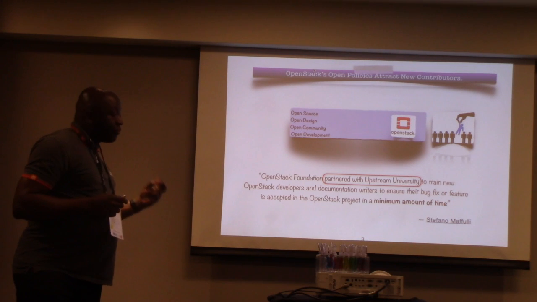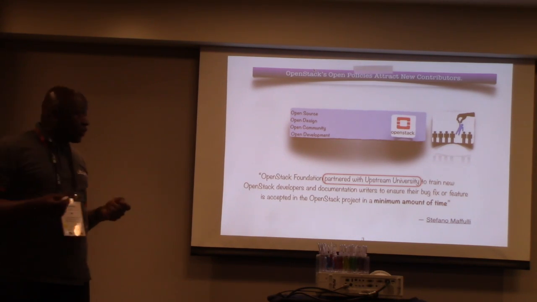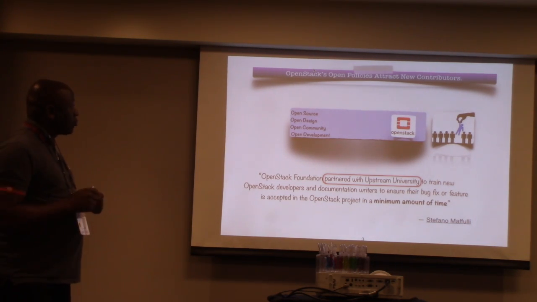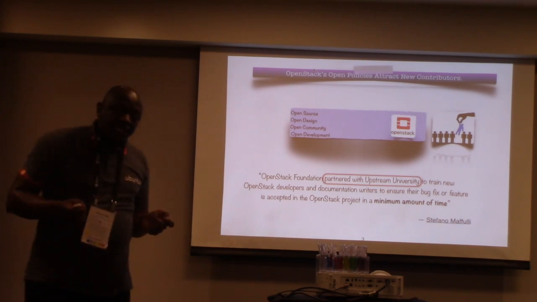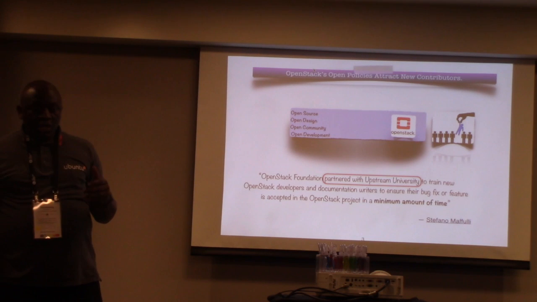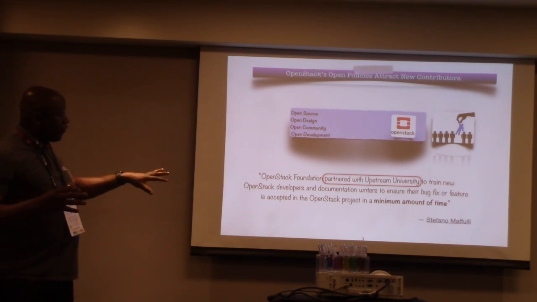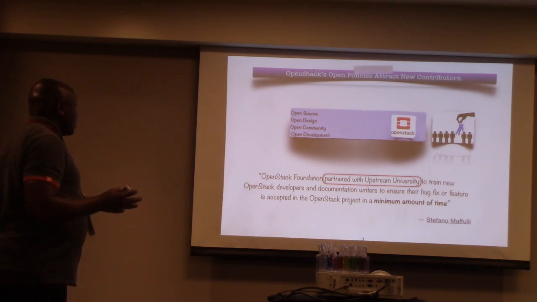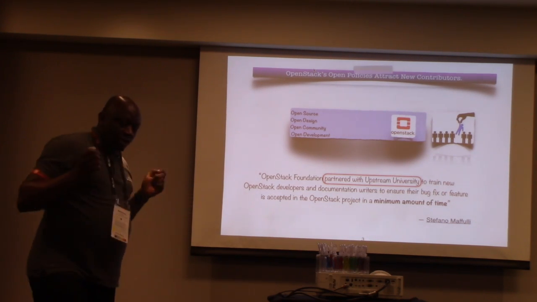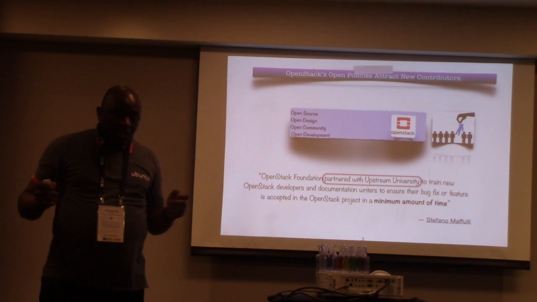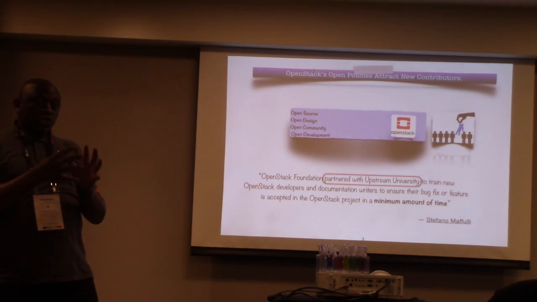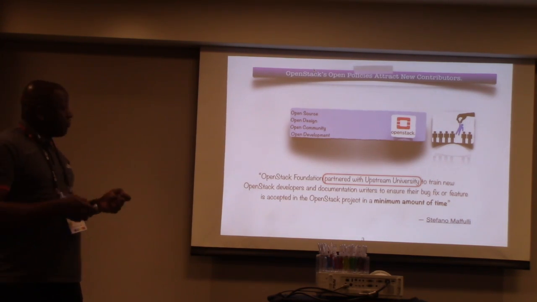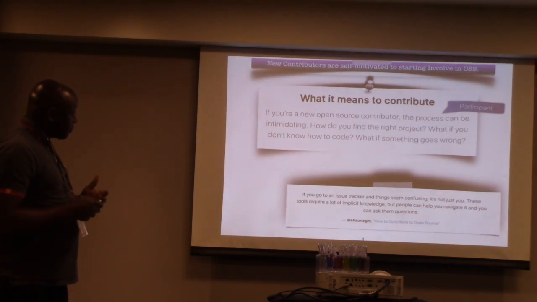Now, in this talk, I'm using the OpenStack ecosystem as a case study to understand this health factor on attracting new contributors. Why OpenStack? OpenStack is built on four open principles. Of recent, they added a fifth, but it is based on the four that are very common and well-known: open source, open design, open development, and open community. The OpenStack Foundation created an institute that is specialized in handling the onboarding process. And because of that, we will see the importance of this.